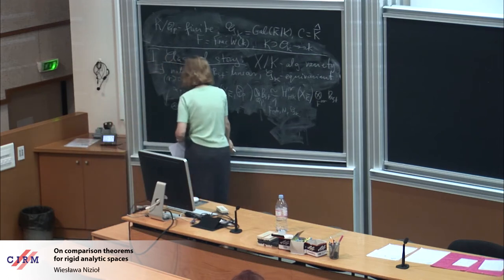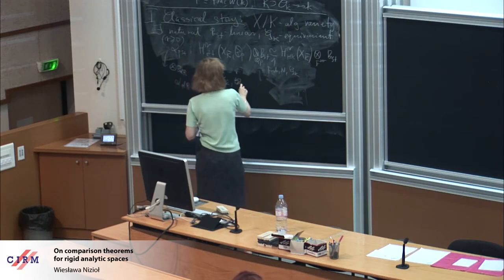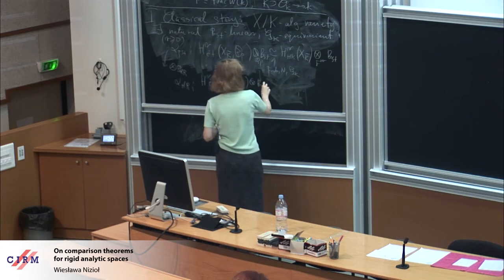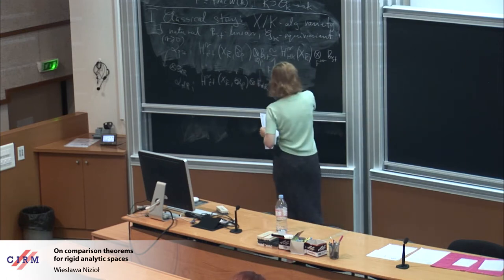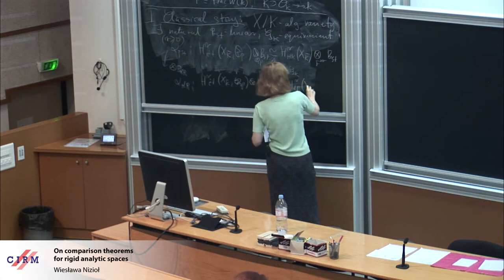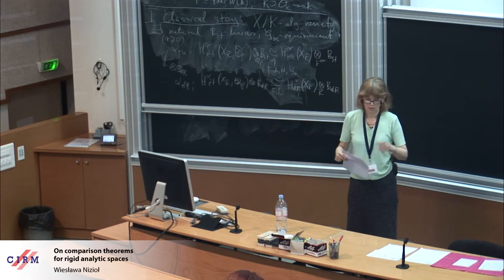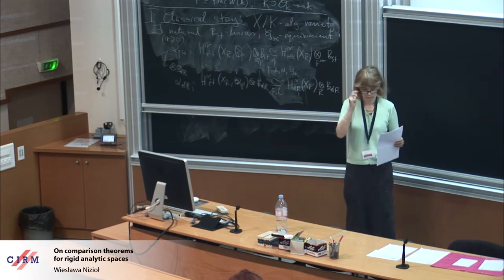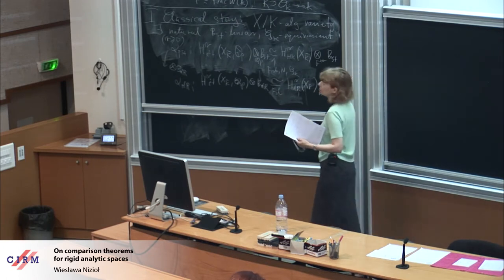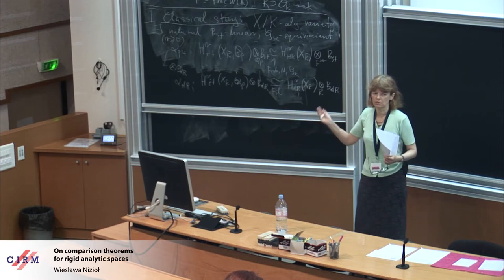you get the de Rham comparison theorem. So we have the same étale cohomology, now with B_dR, and this is compatible with the filtrations, with de Rham cohomology and B_dR. This is the formulation which is done by alterations.